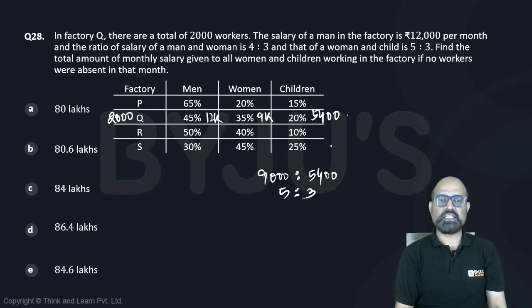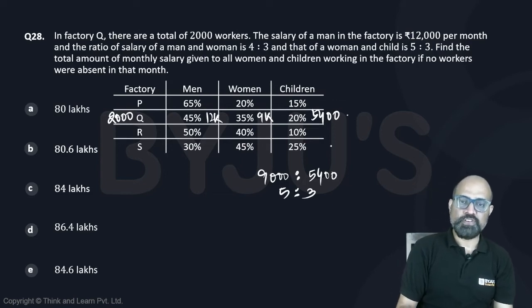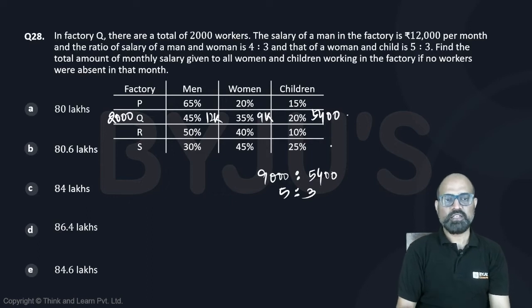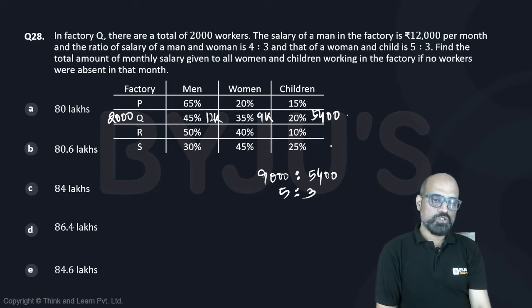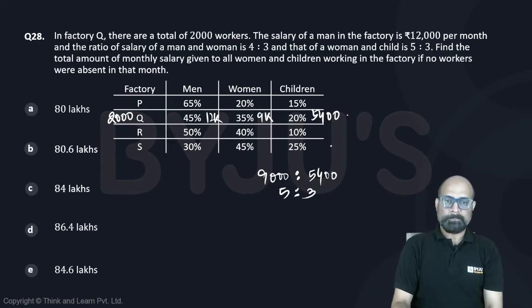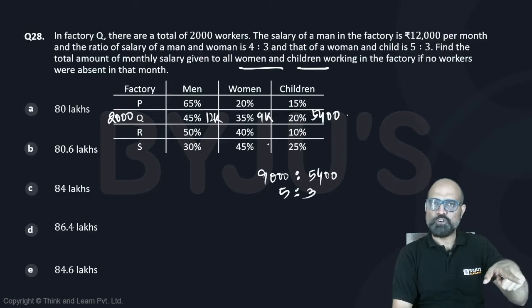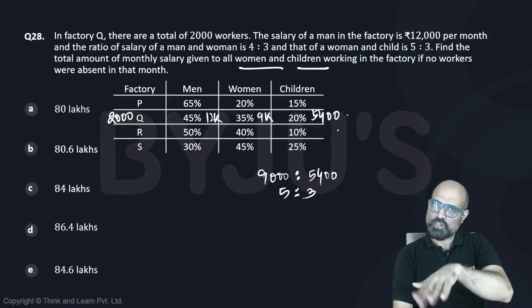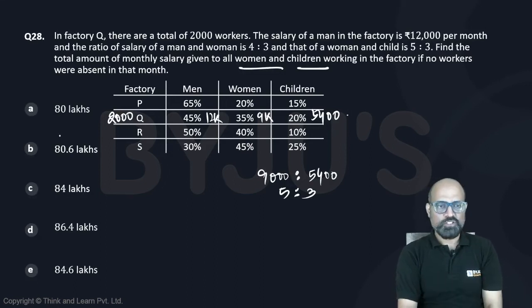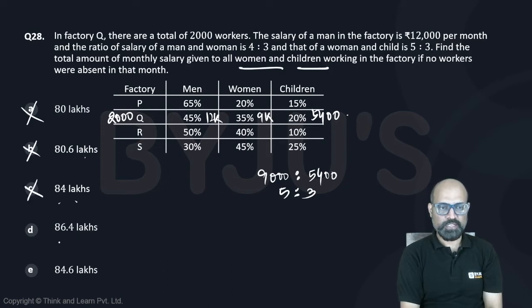Find the total amount of monthly salary given to all women and children working in the factory if no workers were absent in that month. So if we look into total salary that was given to just the women and children, can we say it will be in the table of 9, because each woman gets 9,000 and every child gets also a number which is in the table of 9, right? So 80 lakhs is not in the table of 9. 8 plus 6 is 14. 8 plus 4 is 12. 10, 18. Okay, either of these two may make sense.